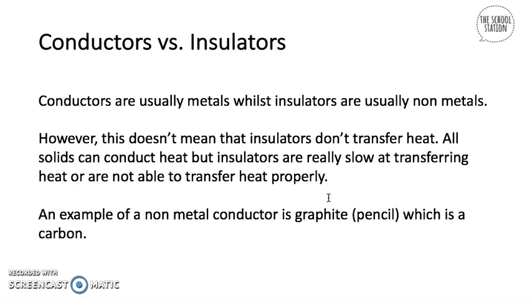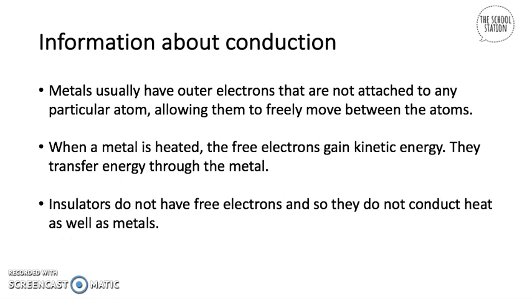An example of a non-metal conductor, because we said conductors are usually metals, is graphite in a pencil, which is a carbon. If we have a pencil, it has graphite inside it and it is a carbon, and this is a non-metal conductor. So that is basically the difference between conductors and insulators. Conductors are usually metals, whilst insulators are usually non-metals. However, insulators still do conduct heat, but they're very slow at transferring heat, or not able to transfer heat properly. So now that we've clarified this, I just want to quickly go through some information about conduction before we end this lesson.